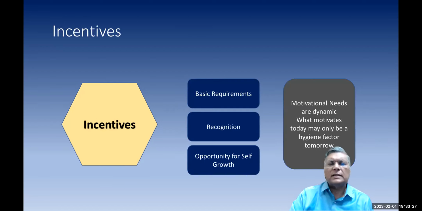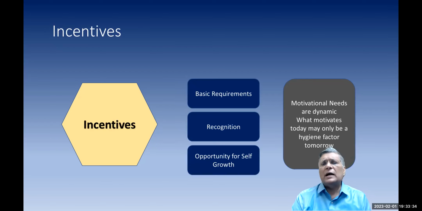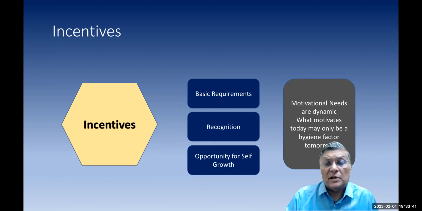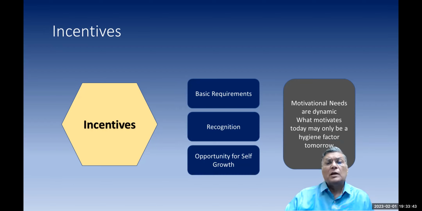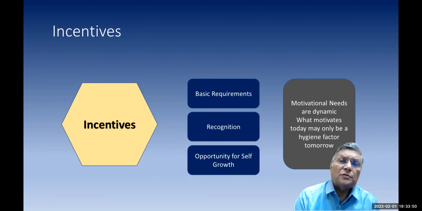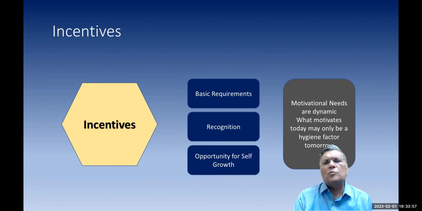Then the two other things are the normal carrot and stick kind of approach. We have to give incentives to employees. Incentives need not necessarily be the salary and bonus or something like that, which contribute to the basic requirements. Recognition of some kind is also a kind of incentive. And the opportunity for self-growth. This is basically the 3 elements of the Maslow's hierarchy of motivational needs.